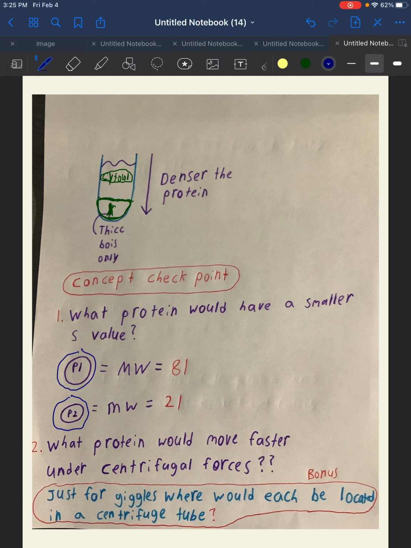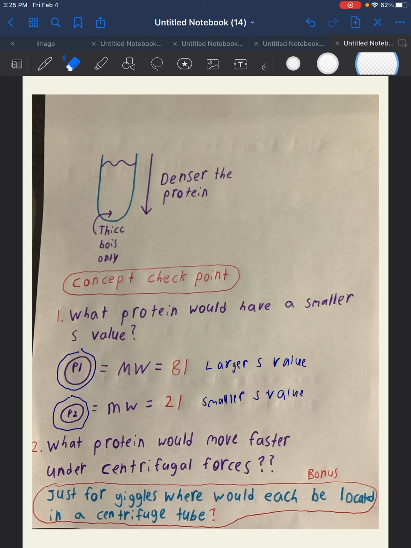So what can we say about this? If we know that protein 1 has a larger S value, and protein 2 has a smaller S value, which one would be moving faster under centrifugal force? And also, just for fun, let's see where would it end up in a centrifuge tube, or a test tube that is under centrifugal force. I'll give you a second to answer that.